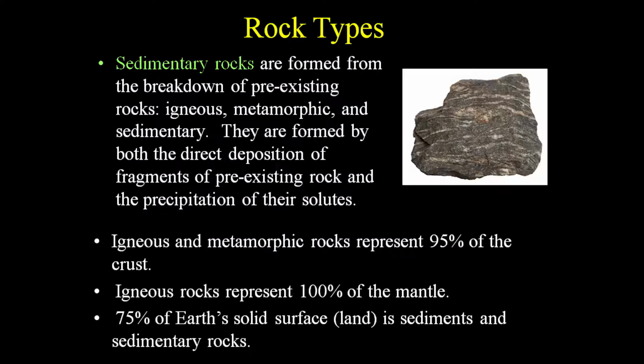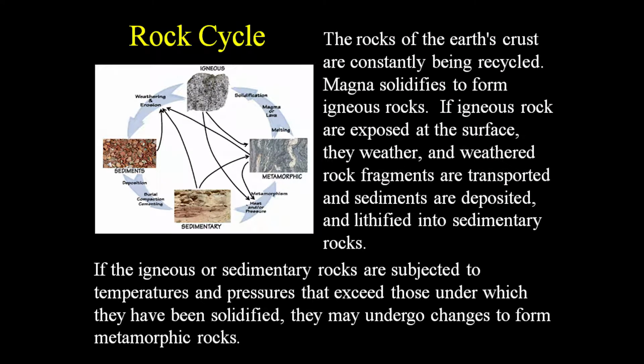Igneous and metamorphic rocks represent 95% of the crust. Igneous rocks represent 100% of the mantle. 75% of Earth's solid surface, or land, is sediments and sedimentary rocks. Please note that igneous rock can change into sedimentary or metamorphic rock. Sedimentary rock can change into metamorphic or igneous rock. Metamorphic rock can change into igneous or sedimentary rock. That's what the rock cycle is about, and we will talk about this next.